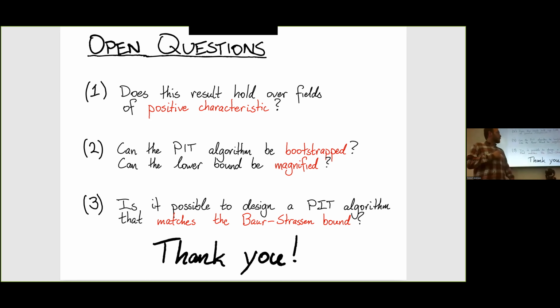In positive characteristic, you can get something quadratically worse than this, but you lose this really tight connection between PIT and matrix multiplication. So you can do something, but the parameters aren't nearly as good.